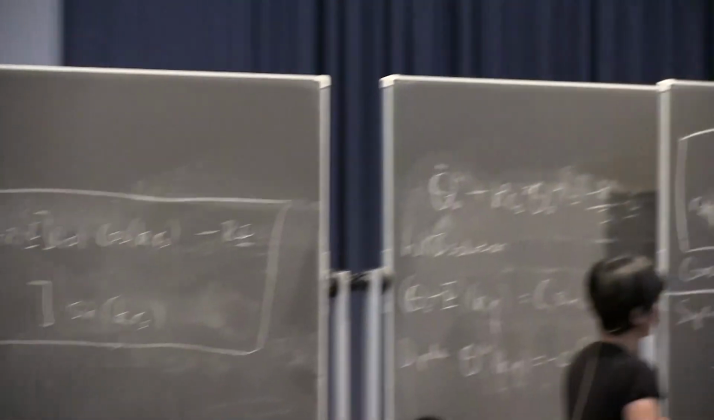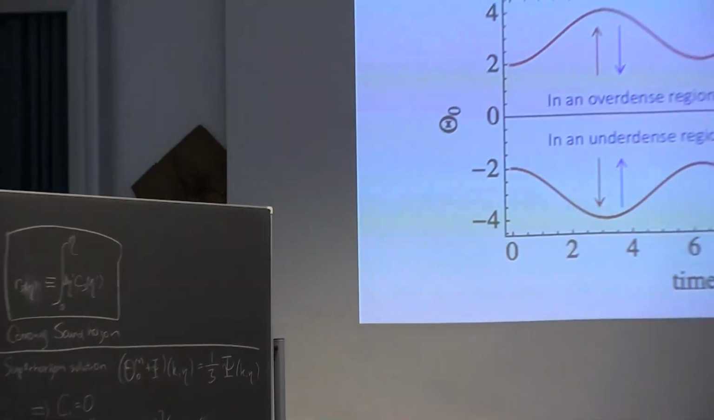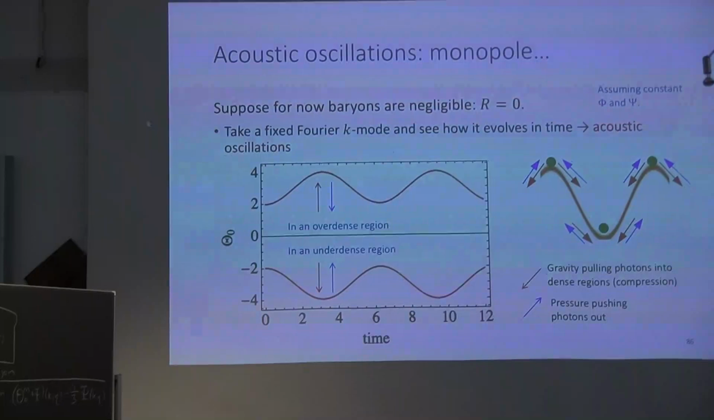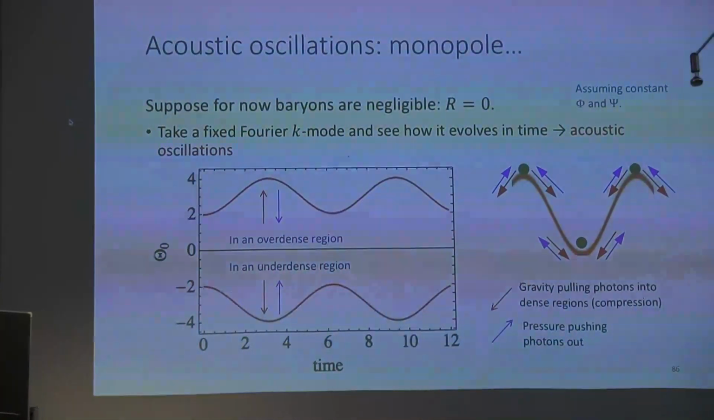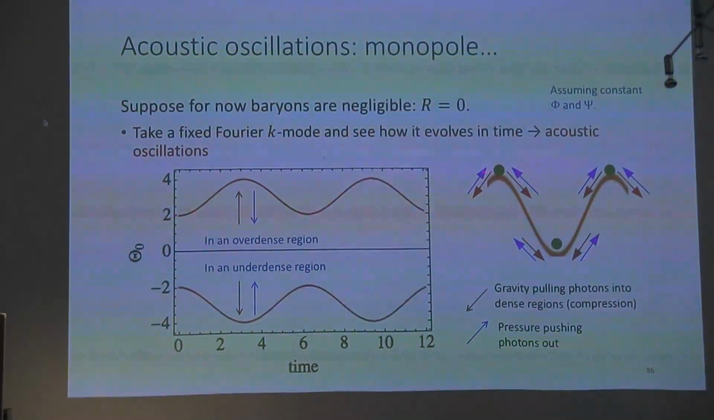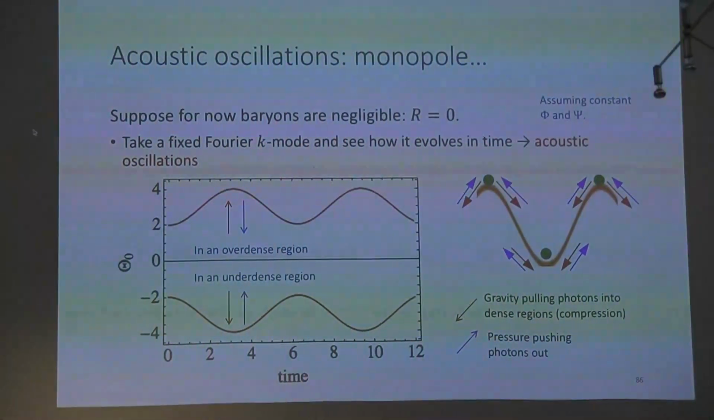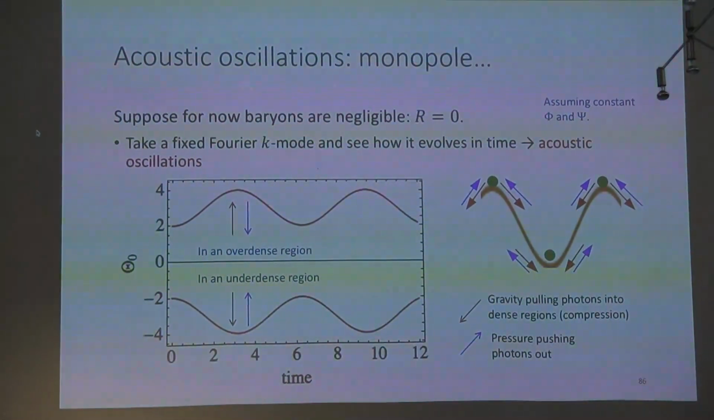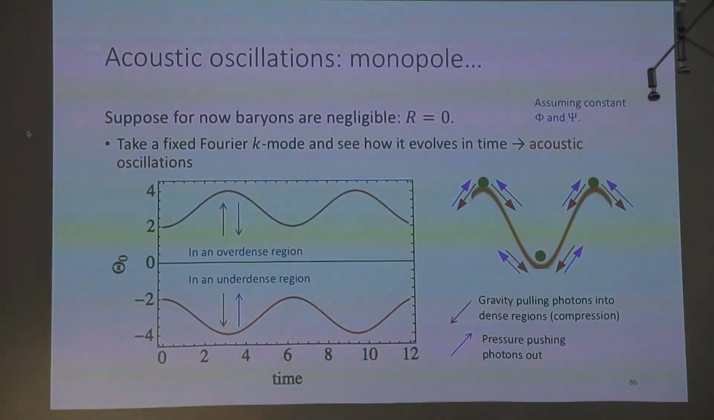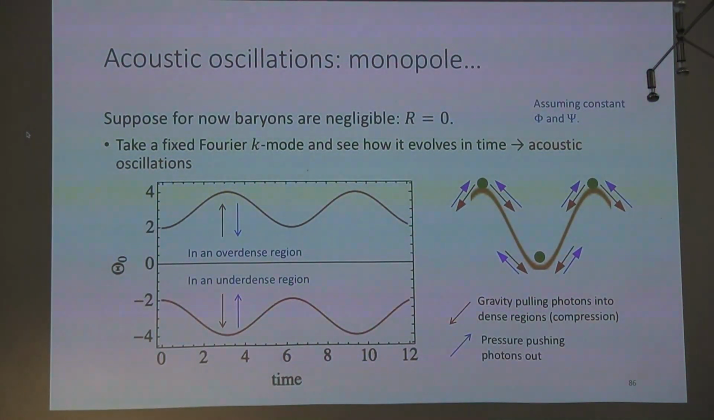So this here is the acoustic oscillations as a function of time. For a very simplified system, I've neglected the baryons here for now. So R has been set explicitly to 0, and I'm assuming that phi and psi are constant. And I've picked a particular Fourier k mode and then look at how the thing evolves with time. So you see these acoustic oscillations. So this here is an overdense region, the monopole temperature fluctuation in an overdense region.